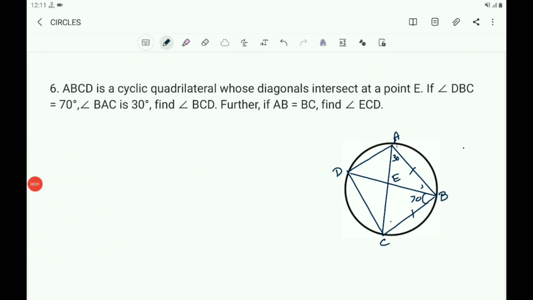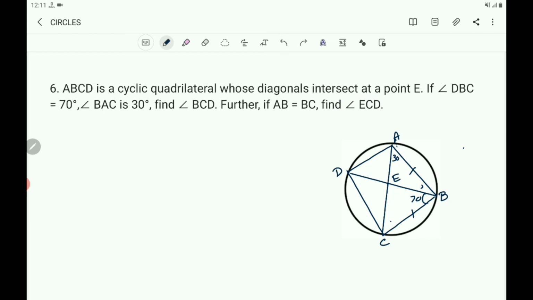Now you take the sixth question. ABCD is a cyclic quadrilateral whose diagonals intersect at a point E. If angle DBC is 70 degree, angle BAC is 30 degree. Find angle BCD. Further, if AB is equal to BC, find angle ECD.